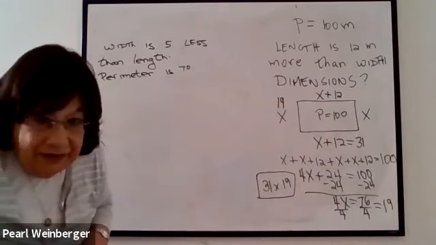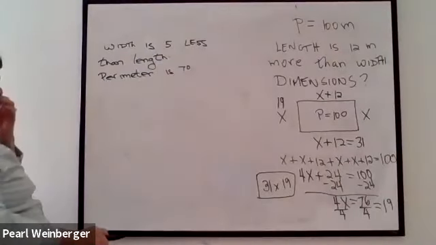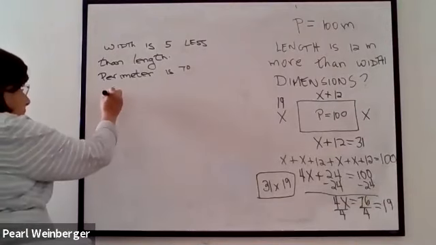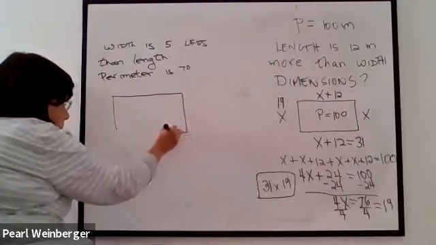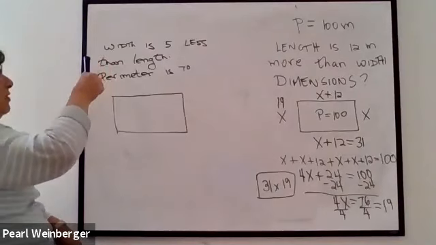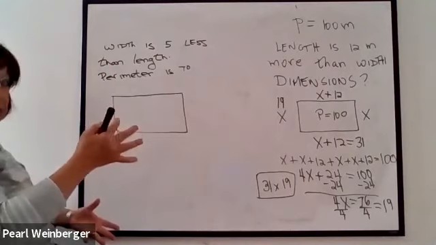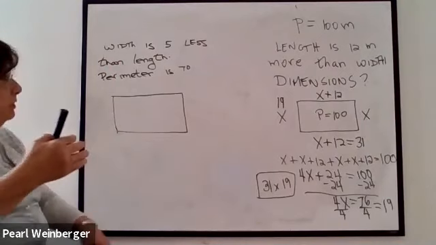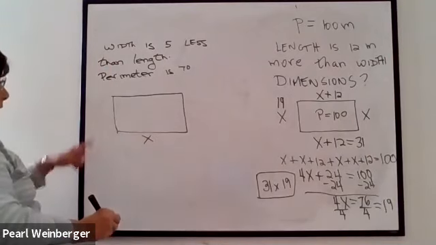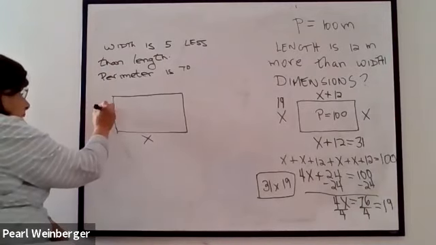Okay, I see somebody has the answers. Let's see if that's correct, Shauna. Here's my rectangle. Now we're told that the width is 5 less than the length. So they're telling us what the width is in terms of the length. The first thing we're starting with is the length. So let's call that length the x. And the width is 5 less, means it's x minus 5.